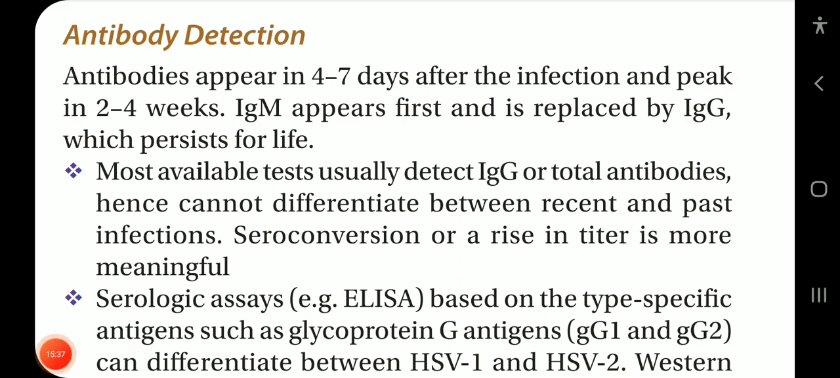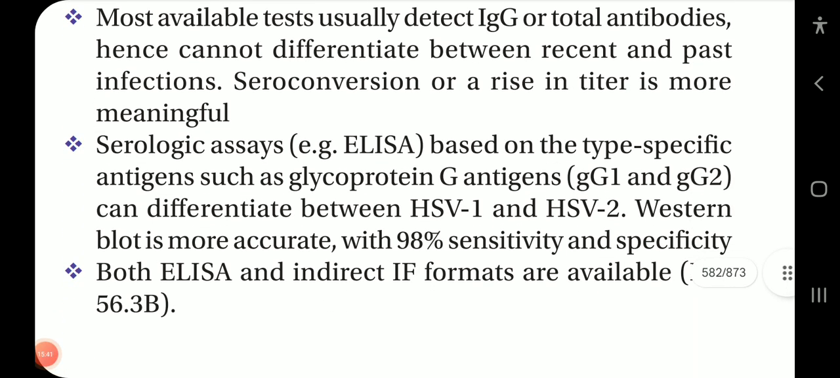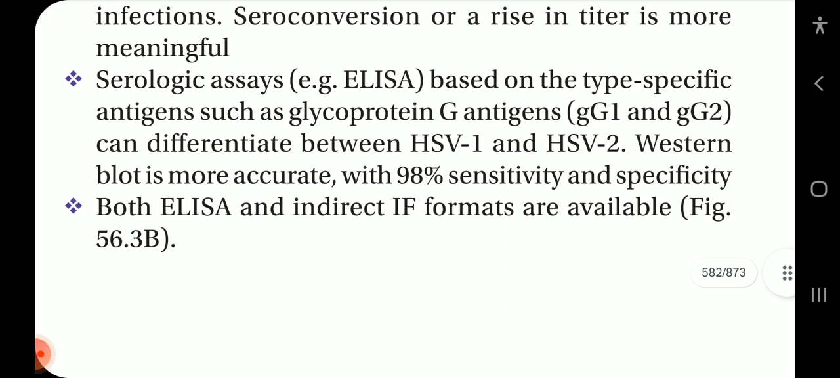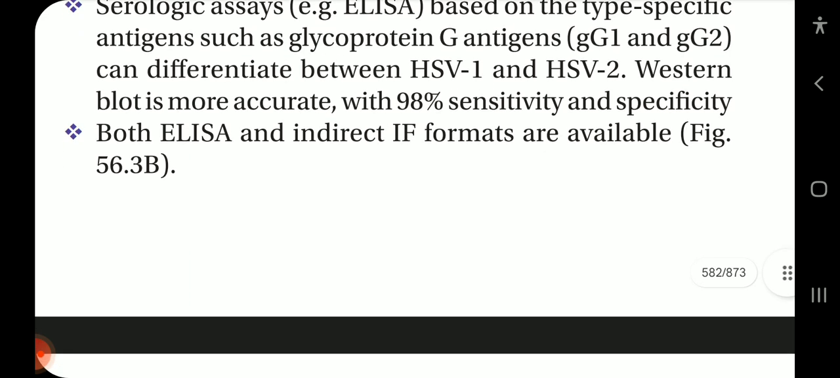Most available tests usually detect IgG or total antibodies, hence cannot differentiate between recent and past infections. Seroconversion or a rise in titer is more meaningful. Serologic assays, for example ELISA, based on the type-specific antigens such as glycoprotein G antigens, small g capital G1 and small g capital G2, can differentiate between HSV-1 and HSV-2. Western blot is more accurate with 98% sensitivity and specificity. Both ELISA and indirect IF formats are available.